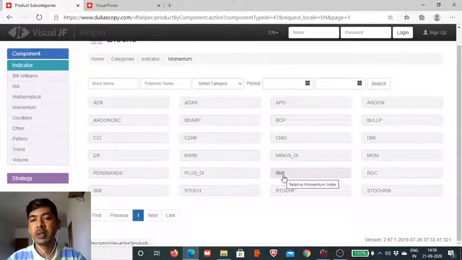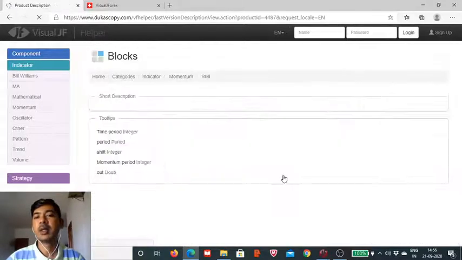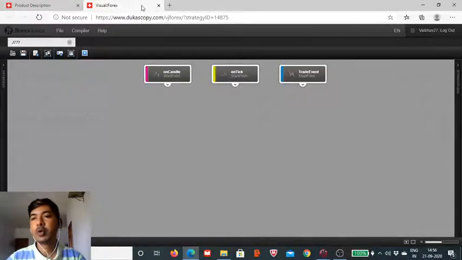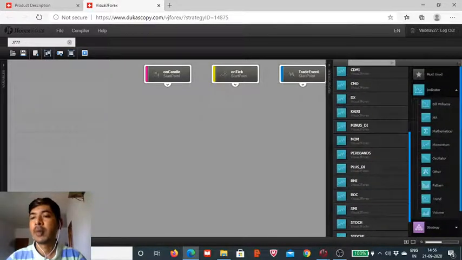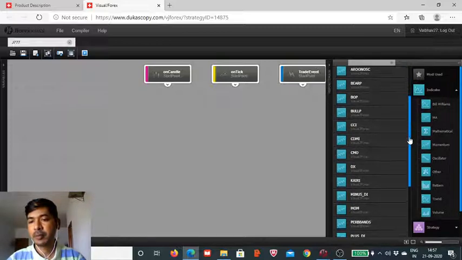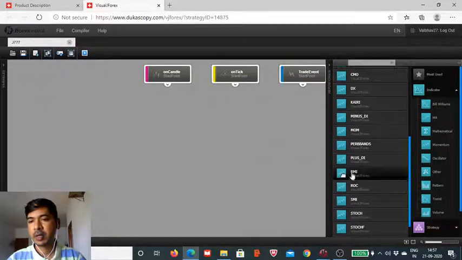So here this is the Relative Momentum Index, and it's part of the momentum series. Here we don't really have much of a description given, so we will straight away head to the Visual JForex board developed by Dukascopy Bank SA. Here we will add the indicator RMI. Here it comes.